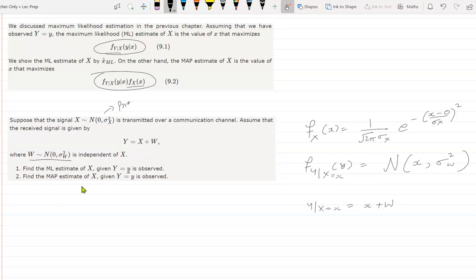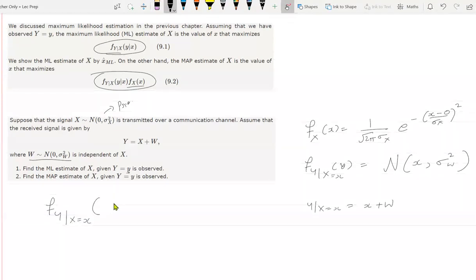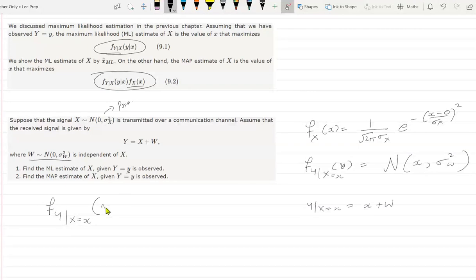So how do you find the ML estimate of x? Suppose you have observed y. What is the ML estimate for x? What do you compute? F of y given X equal to x, for this particular observation.